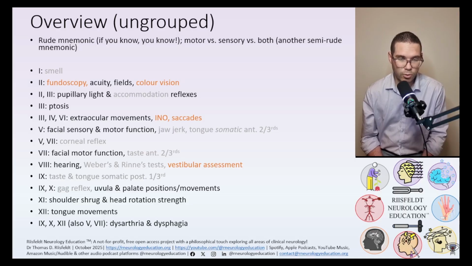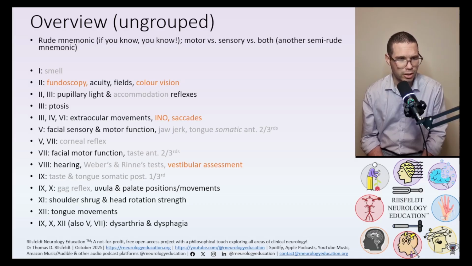Next is the third, the fourth, and the sixth nerves. So the third nerve, then the fourth, which is the trochlear, and the sixth, which is for extraocular movements, including testing for an INO, an internuclear ophthalmoplegia, and also saccadic testing. Next is the fifth nerve, the trigeminal nerve, and that's testing facial sensory and some components of motor function, along with the jaw jerk and the tongue's somatic sense, so not the taste sense, the somatic sense, to the anterior two-thirds of the tongue, ipsilaterally to the side that the nerve is on. Next is a combination of the fifth and the seventh nerve, the facial nerve, testing the corneal reflex.